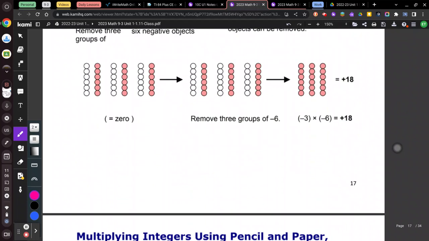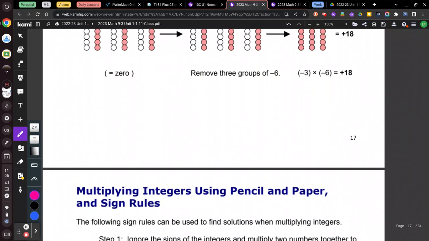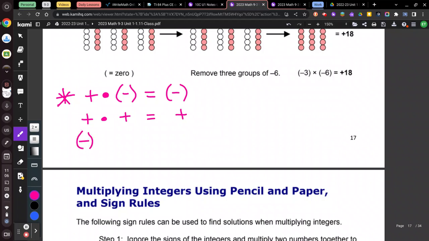Doesn't matter if it's 2 negatives or 2 positives. They always multiply to give you a positive. So that's what we're going to write down right here at the bottom of this page. We're going to say a positive times a negative equals a negative. A positive times a positive gives us a positive. A negative times a negative gives us a positive.